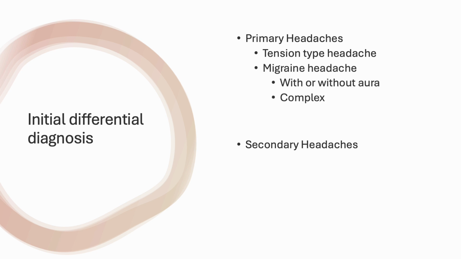So things that are included in that primary headache category, like we mentioned, tension type headaches, migraine headaches. Those migraine headaches might be with an aura or a neurologic sensation that usually precedes the headache. These migraine headaches may be what we call complex, where they present with neurologic symptoms that are persistent through the time that they have the headache and often can mimic strokes.